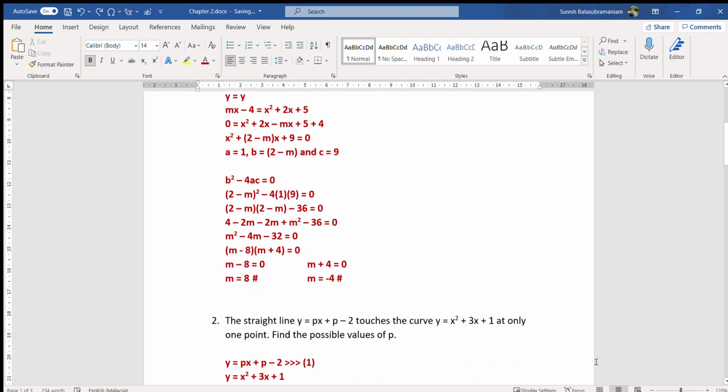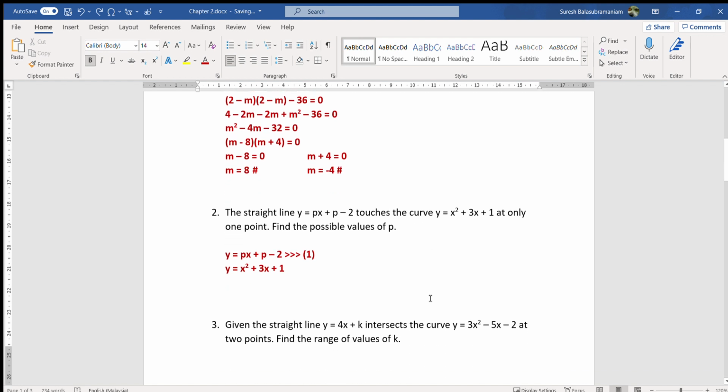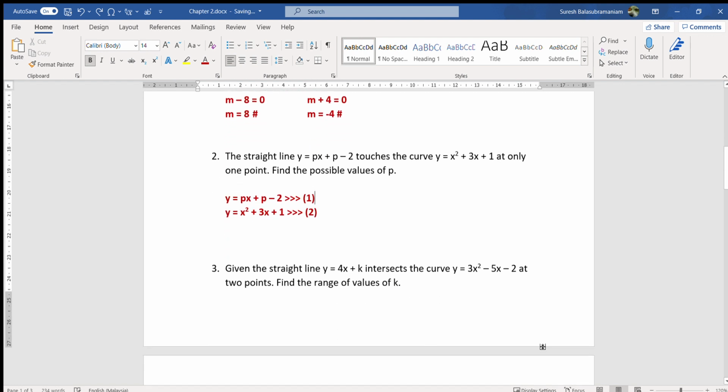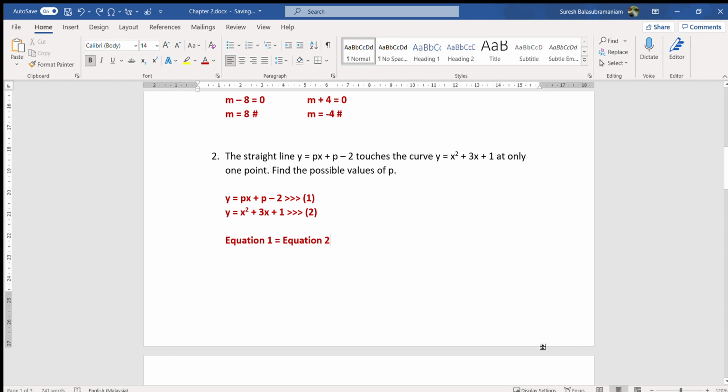Moving on to question number 2, the same way. I have two equations, I label them equation 1 and equation 2. So equation 1 equals equation 2. Put them in brackets. So equation 1 is px plus p minus 2, equals, equation 2 is x squared plus 3x plus 1.